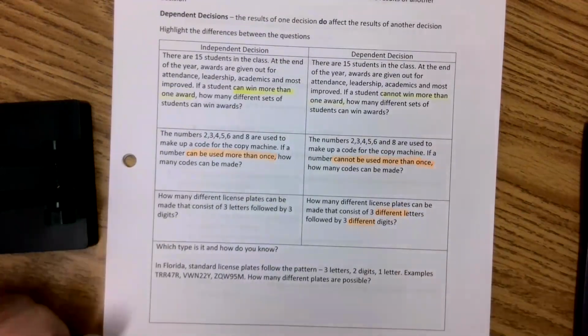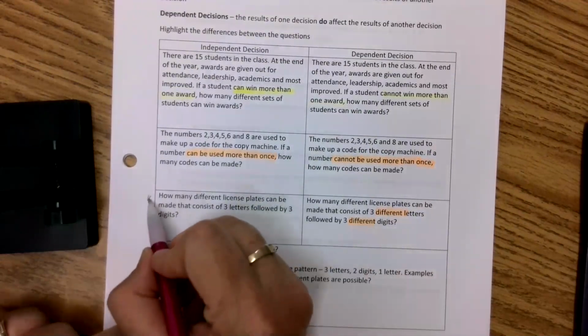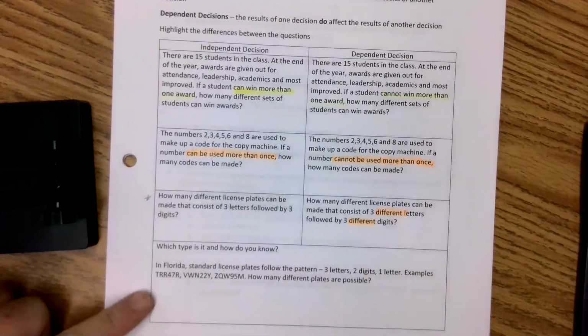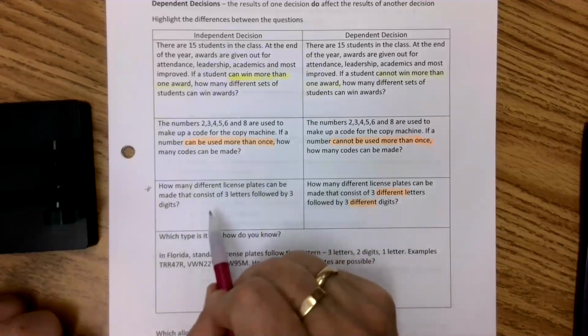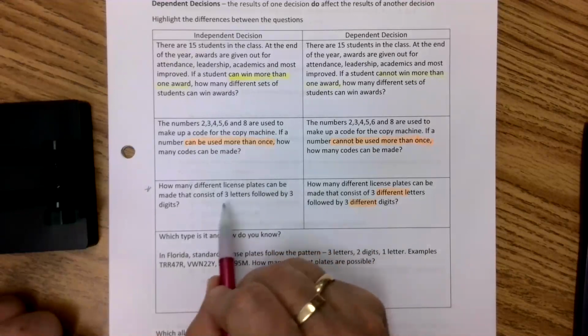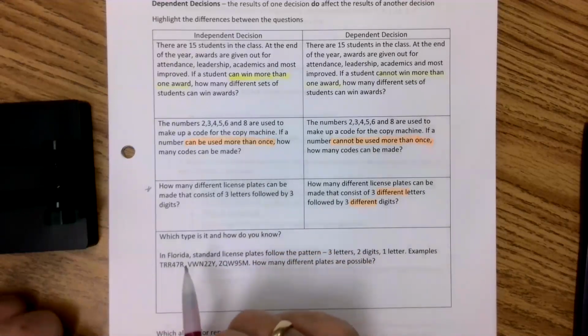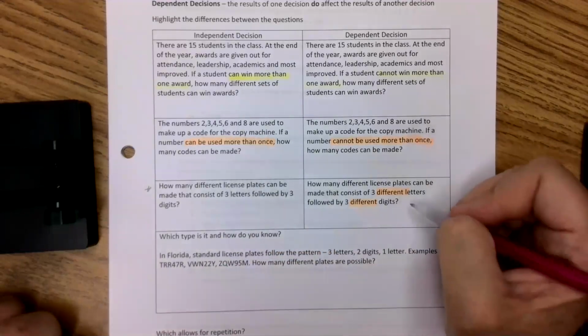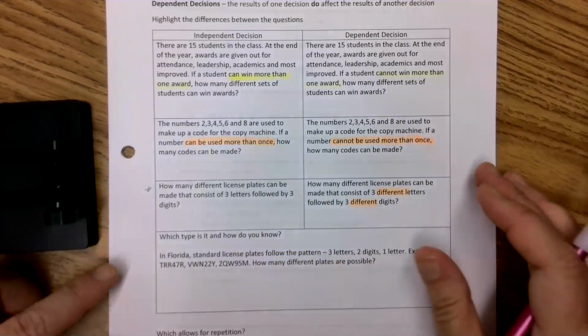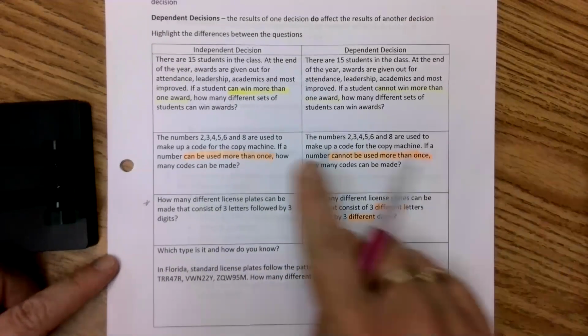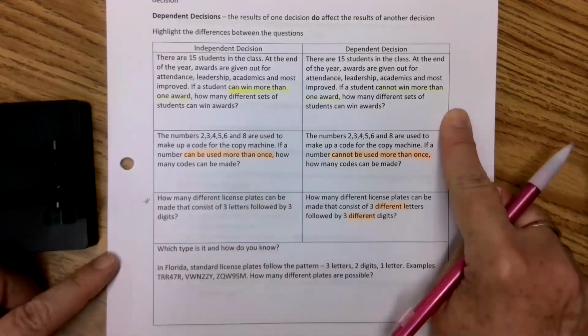Sometimes it's not. If it doesn't say anything, so if I gave you this on a test, I'd probably be cursing myself afterwards because it's not clear enough to me. This one I would read that you could use a letter more than once because it doesn't say you can't, whereas this one it clearly does. I try when I give you assignments to make it clear. So independent decisions, dependent decisions.